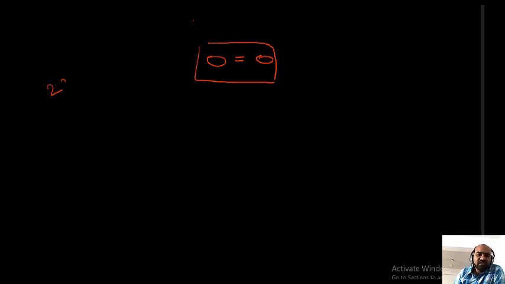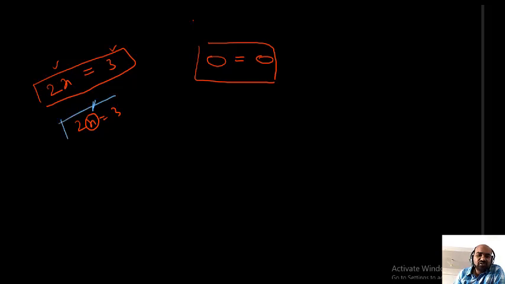For example, 2x and 3. This is one algebraic expression, this is another algebraic expression, connected by the symbol of equality. This is called an equation. 2x equal to 3. So what is the value of x here? Here x is called the unknown. We want to find the value of this unknown so that the statement becomes true. The value of that unknown is called the solution of this equation.